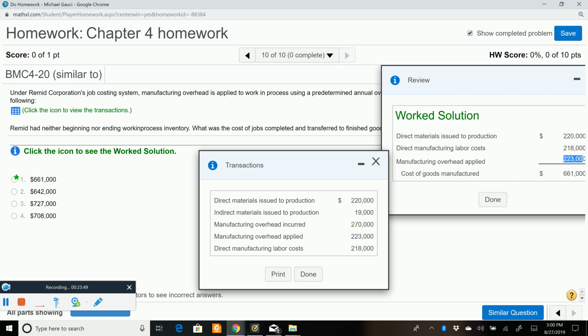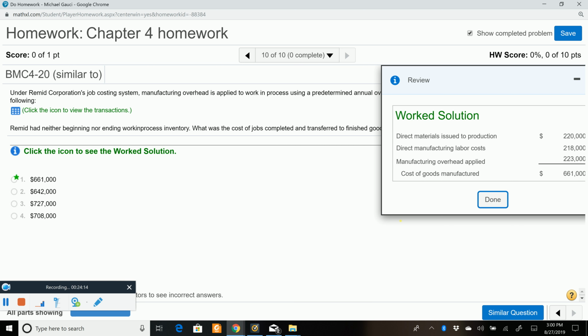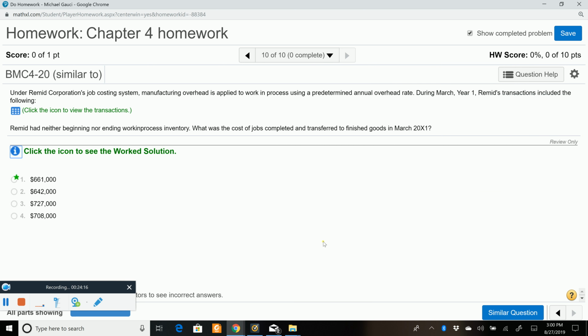The author's trying to trick you here because the author gave you a whole bunch of information. They gave you incurred overhead and applied overhead. Well, remember, what gets added to the Wipp account is what's applied. The incurred is the actual. So once again, the actual is not what gets added to the Wipp process. It's only what's applied. And so when we add the three up, $661,000. So these are some good examples, and hopefully you understand job costing.